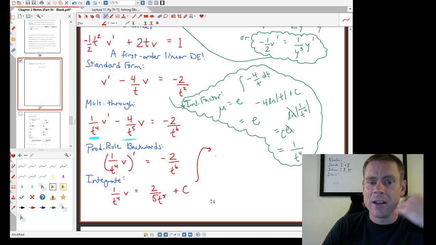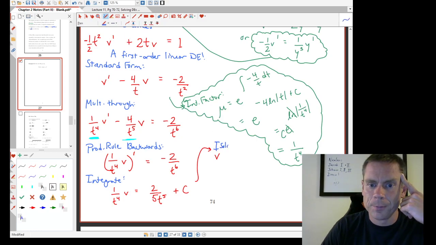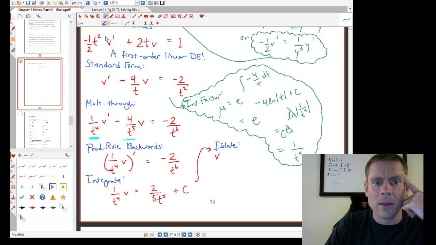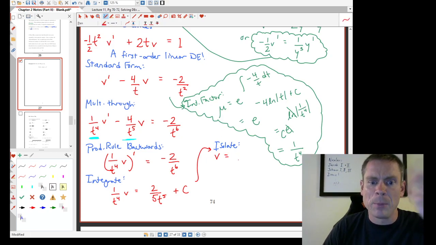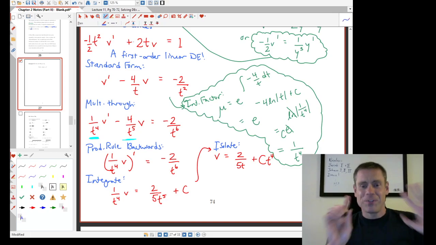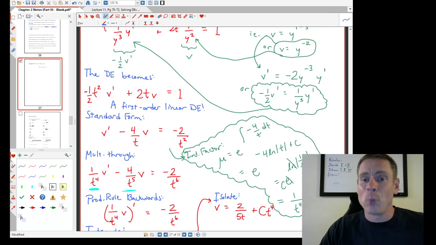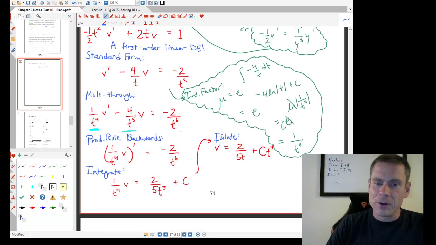That means that v, if we isolate for this last step, we end up with v equals, and then multiplying by t to the 4, 2 over 5t plus ct to the 4. Like that. Oh, but there's one last step. Don't forget it. Usually isolating is our last step, but of course v wasn't our original variable. What was our original variable was y. And y, we had v equals y to the minus 2. So we have to convert back.